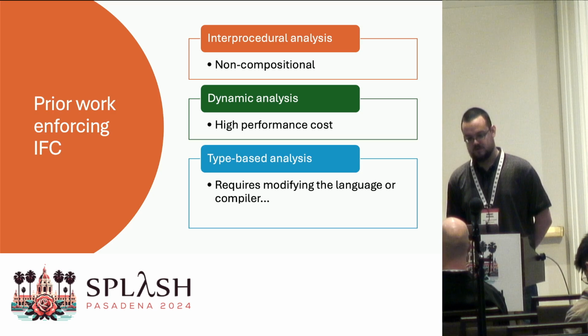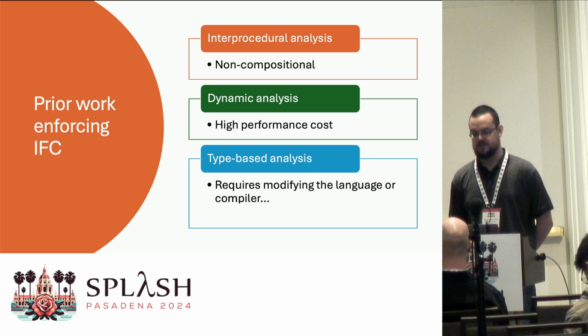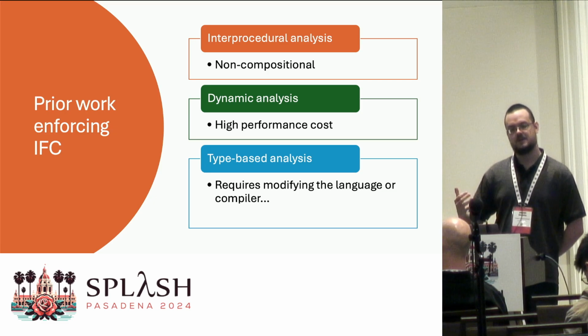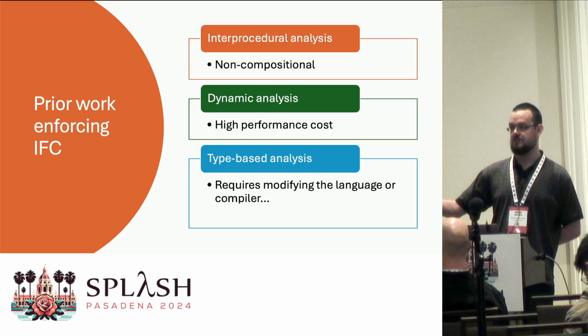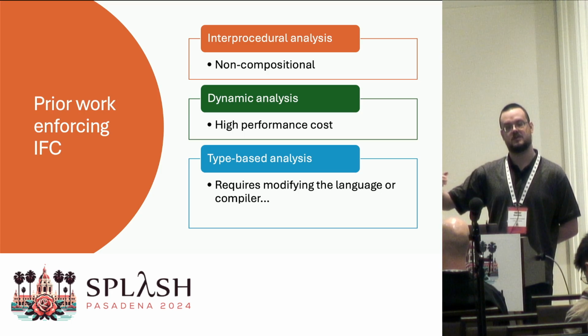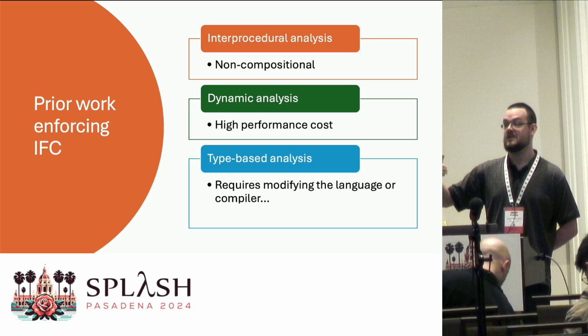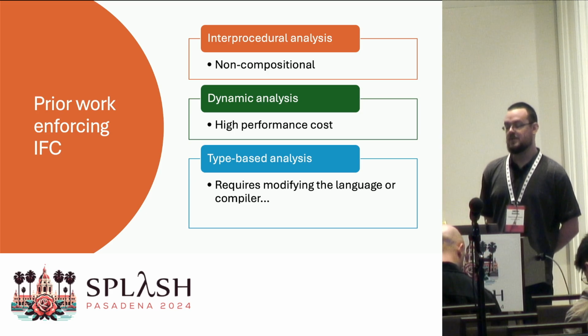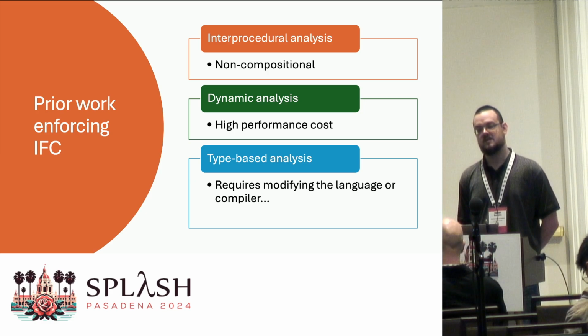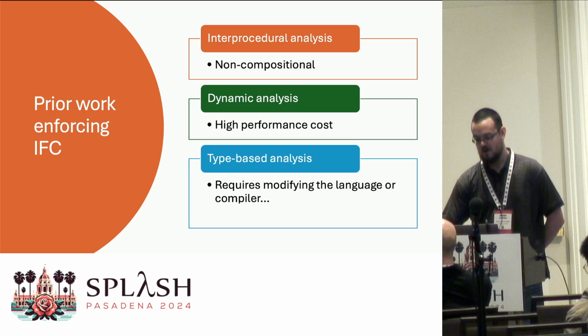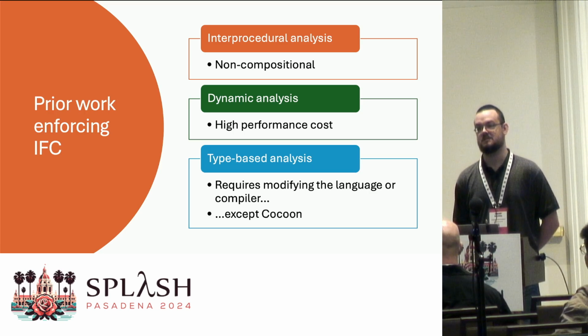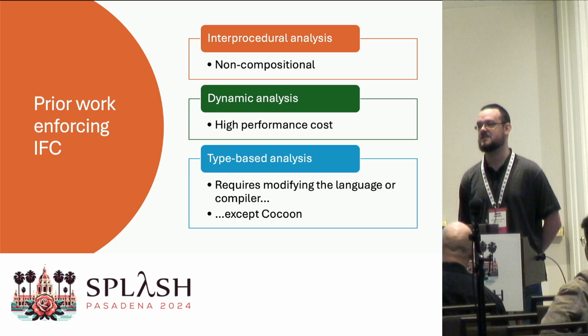The final approach that I'm going to discuss here is type-based analysis. Type-based analysis is similar to dynamic analysis in that it often involves modifying the code itself, modifying the code to explicitly handle information flow control. It keeps track of context, lets the program keep track of where the context is, where the data is going, where it's come from, what its labels exactly are. The problem with type-based analysis is that it requires modifying the language or compiler with one exception, Cocoon, which is what I'm talking about today.